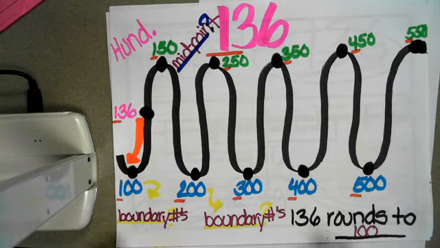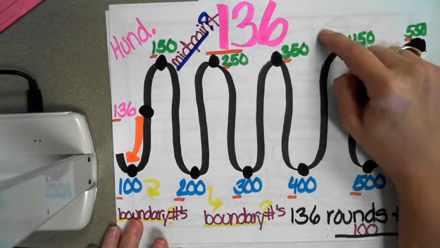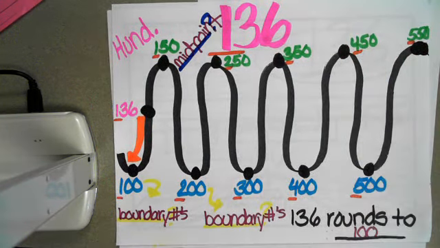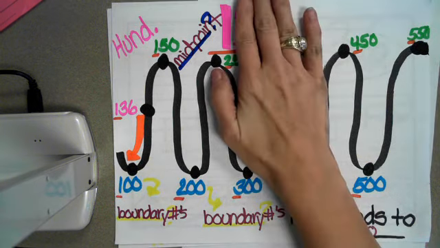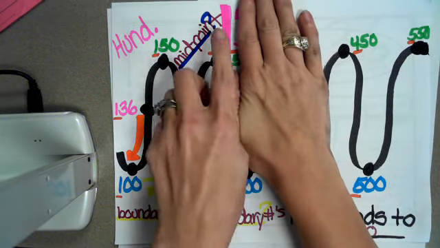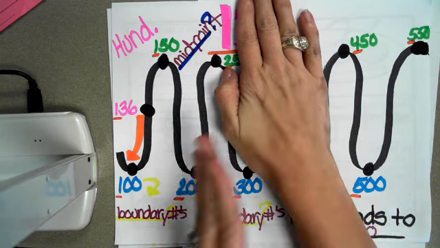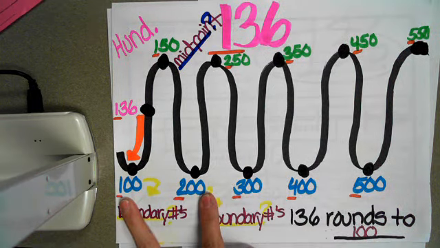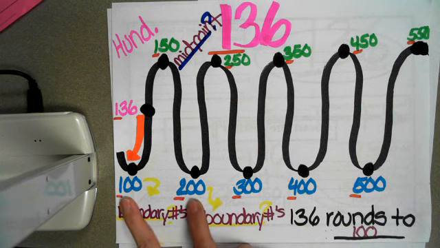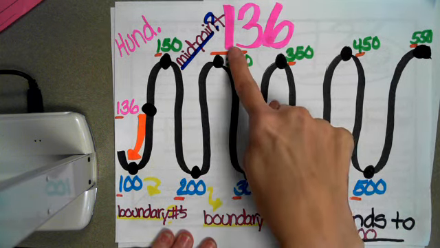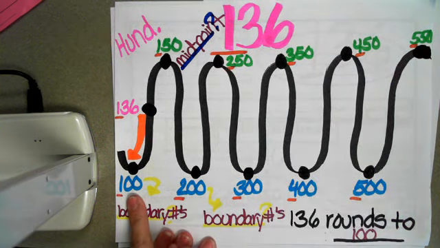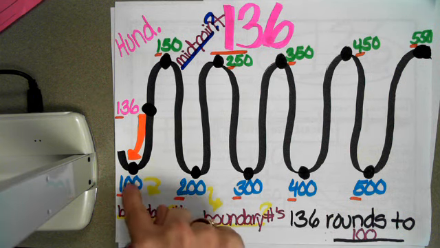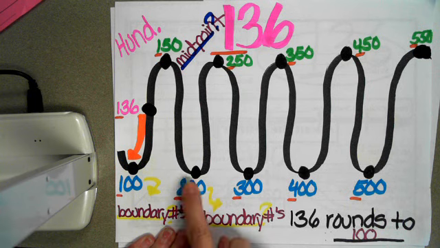So here we have a three-digit number. We underline the hundreds because we want to focus on the hundreds. Same thing. We can cover up the 3 and 6 just to know that we're in our hundreds place. And our closest 100 is 100. And then our next closest or friendly number would be our 200. 136 is greater than 100, but less than 200. So I know these two are my boundary numbers.